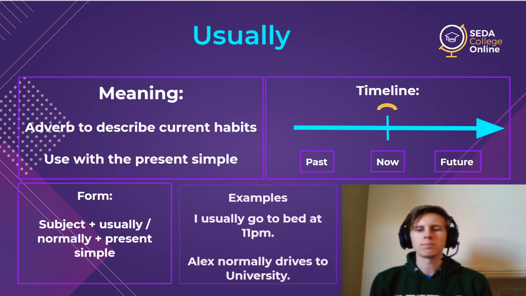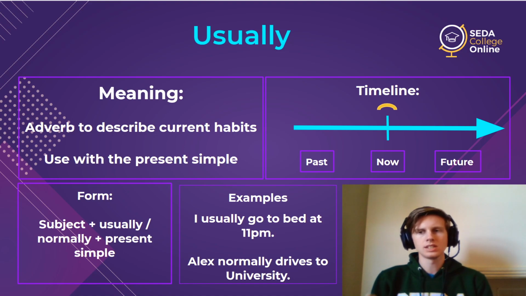So examples might be, I usually go to bed at 11 p.m. Present simple, go to bed, and it's my habit to do it at 11. So I usually go to bed at 11. I normally go to bed at 11. I currently go to bed at 11. They're all the same. So another example, Alex normally drives to university. So his routine, his habit is to use his car, so he normally drives. You could say currently drives or usually drives. Again, no difference.